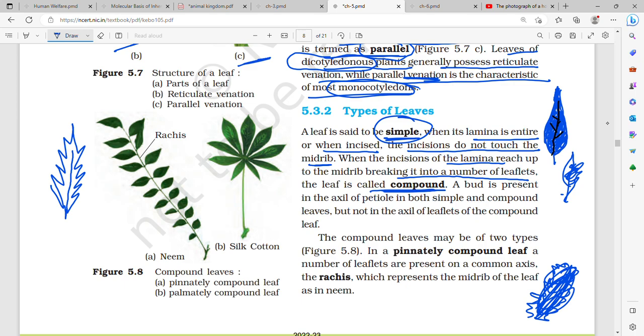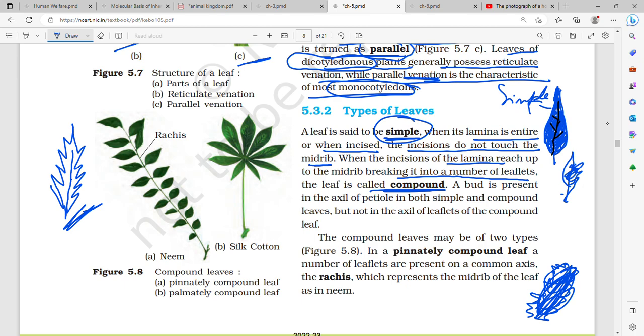Types of leaves. A leaf is said to be simple when its lamina is entire, or when incised, the incisions do not touch the midrib. So this is a simple leaf. That is, when the leaf blade or lamina is entire, or else if it is incised, it is incised like this, not touching the midrib.